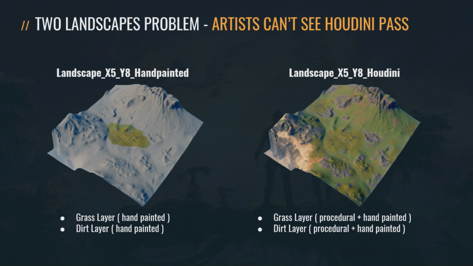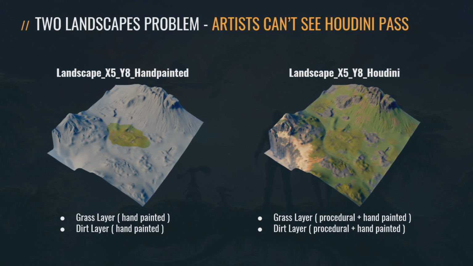We had those two landscapes because at first we only had one type of layer. So for example, we only had one grass layer on the landscape. We quickly noticed that it was not a viable solution for the artist because they couldn't see the Houdini result, because it was in another level, when they were working on the gray landscape.